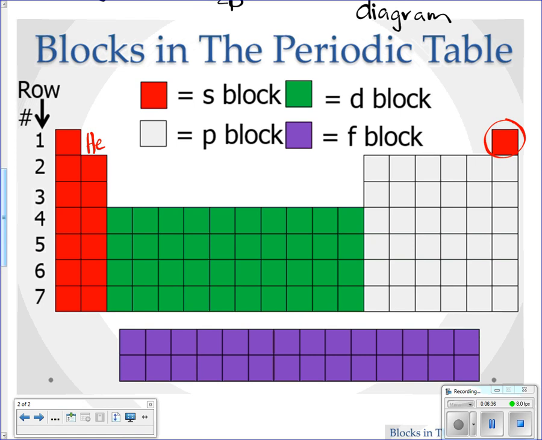Also keep in mind that the row numbers indicate the energy levels. So this first row would be energy level 1. The second row would have energy level 2. Now that we know that, let's figure out the electron configuration by reading through the periodic table until we get to the element that we're trying to deal with.